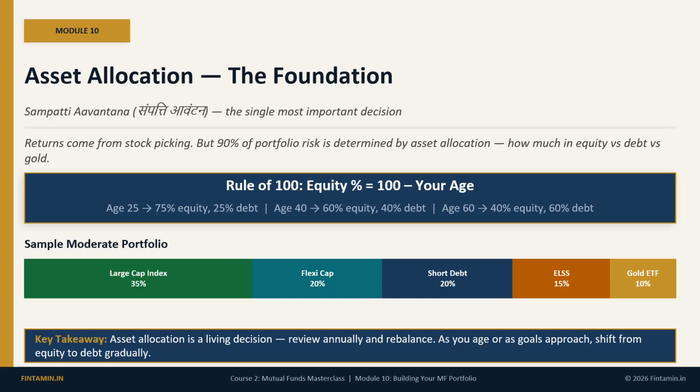The rule of 100 is the simplest starting point. Equity percentage equals 100 minus your age. If you are 30 years old, 70% equity and 30% debt. If you are 45, 55% equity and 45% debt. If you are 60, 40% equity and 60% debt.